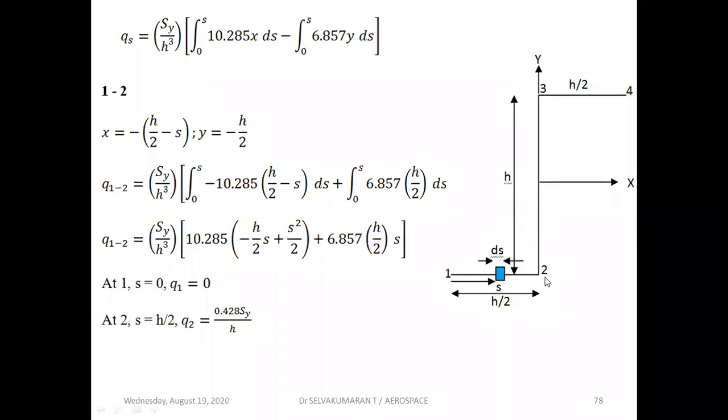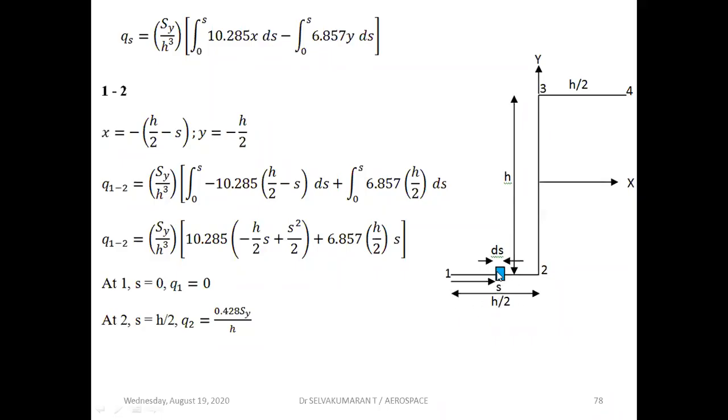Now 1 to 2 is the small element, and here we have the shear flow expression in x and y. This is the centroid of the Z section. X is, as I told you already, the horizontal distance from the centroid to the centroid of the small element. For the small element centroid, you should not divide ds by 2 and so on; take it as it is. Now this is my centroid. From here to here, how much is the horizontal distance? H by 2.